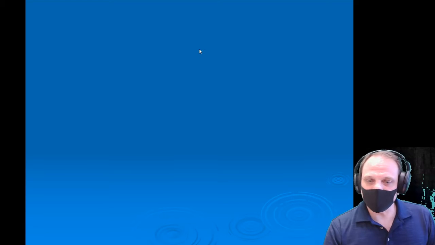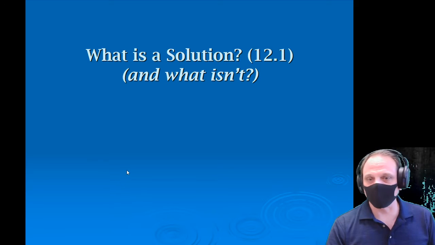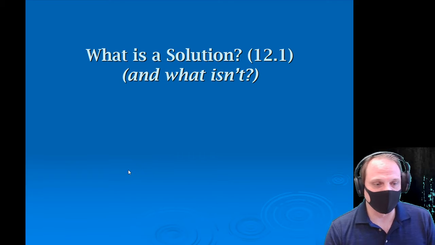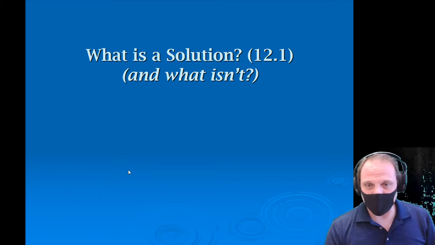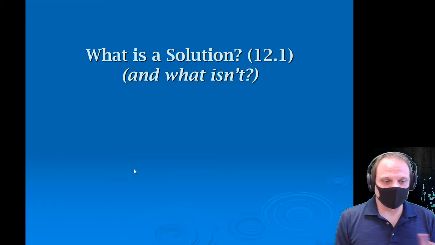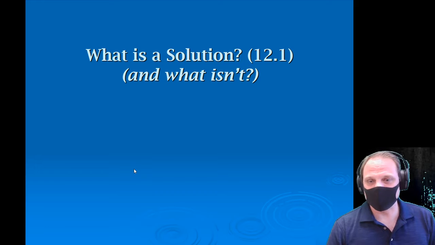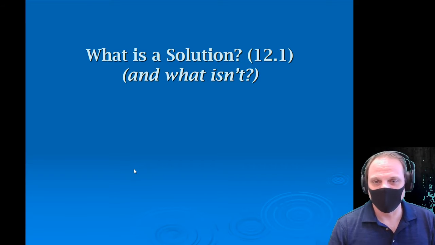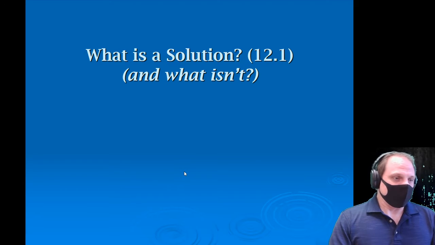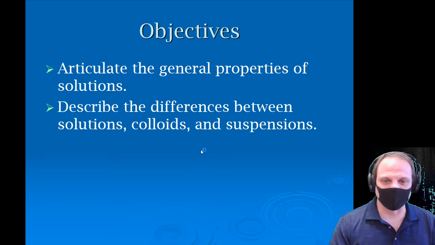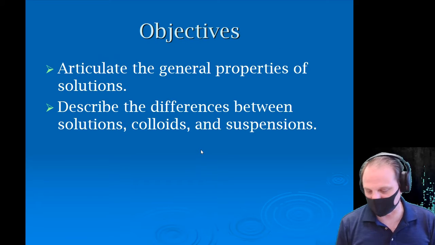All right, so well, hello everybody. We're going to be talking about section 12.1 today. What is a solution and what isn't a solution? The idea here is that solutions for me are a real frustrating topic because there's so many variables to it that it just kind of drives me crazy. But what I'm going to do is show you the standard acceptable book definitions of things, and then we'll talk about all the exceptions. I feel like there are more exceptions than there are rules when it comes to solutions.